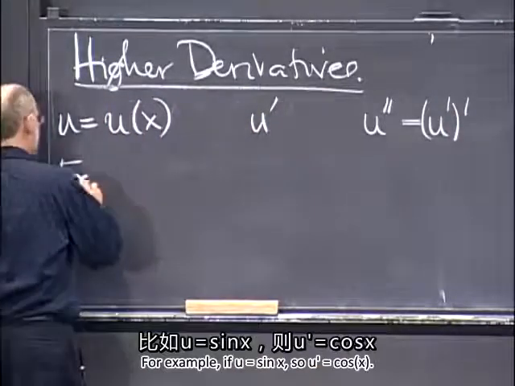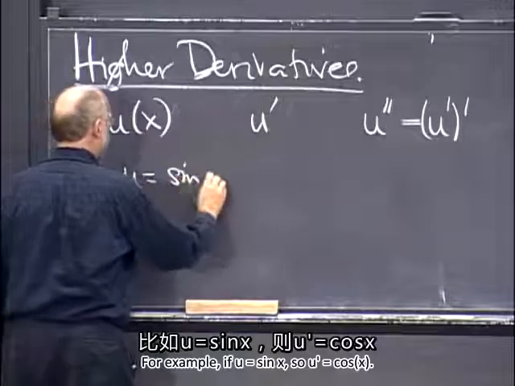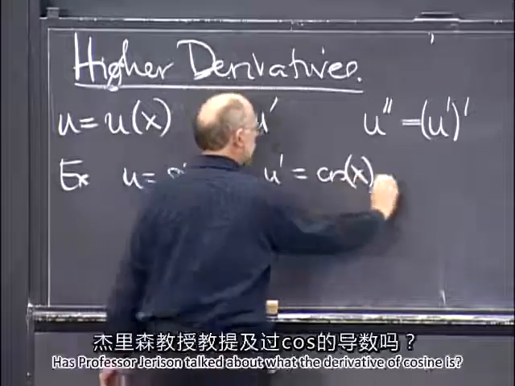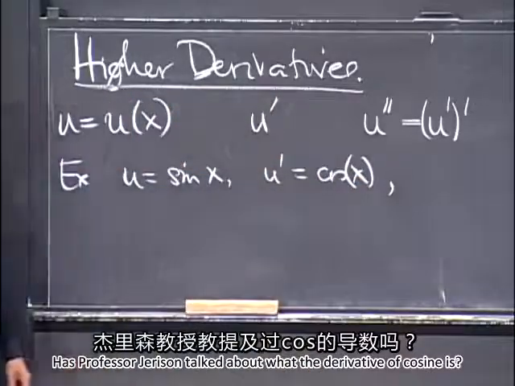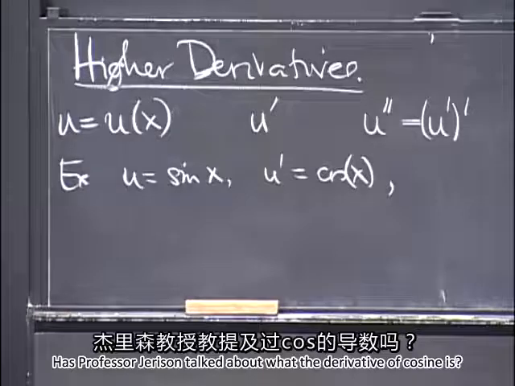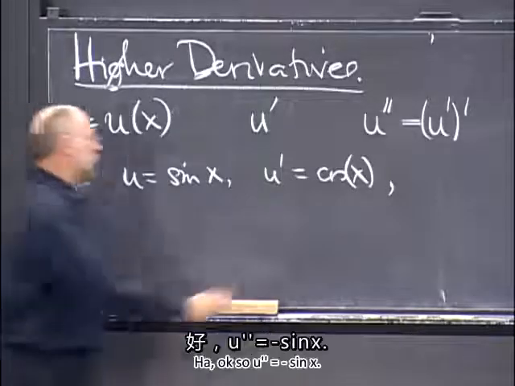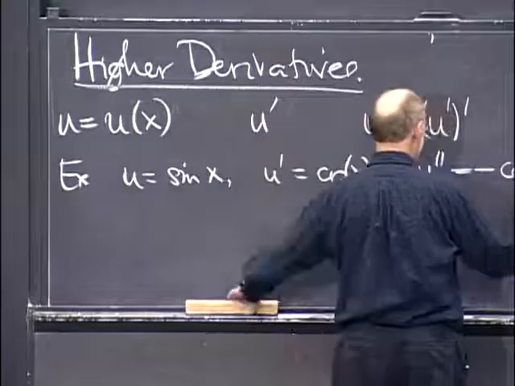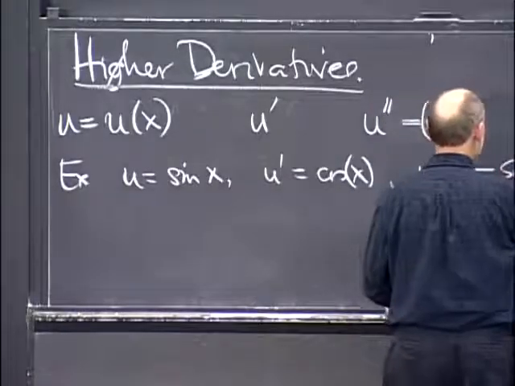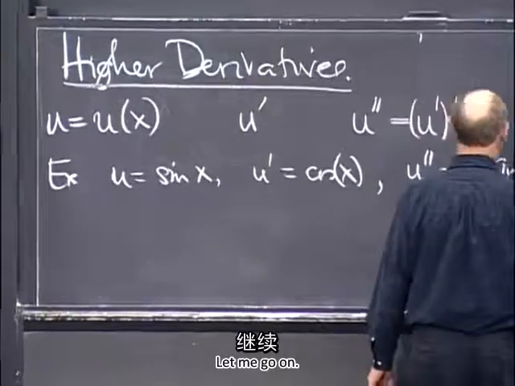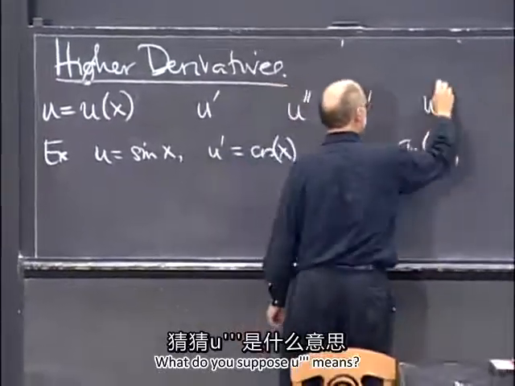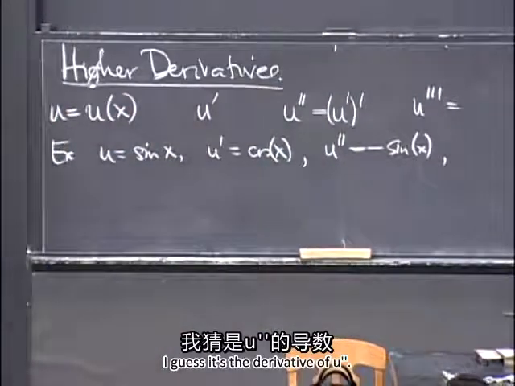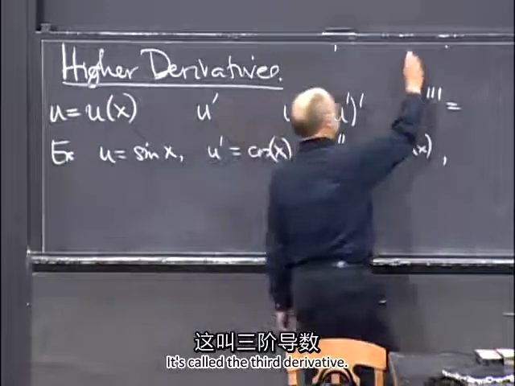For example, if u is the sine of x, so u prime is the cosine of x. Has Professor Jerison talked about what the derivative of cosine is? What is it? Okay, so u prime prime is minus the sine of x. Let me go on. What do you suppose u prime prime prime means? I guess it's the derivative of u prime prime. It's called the third derivative.